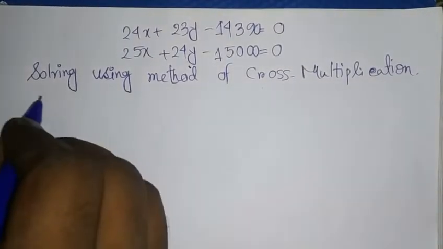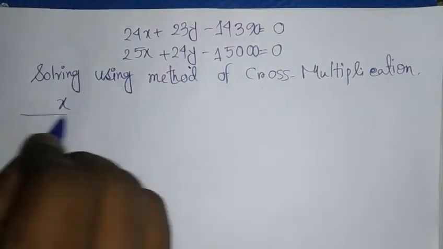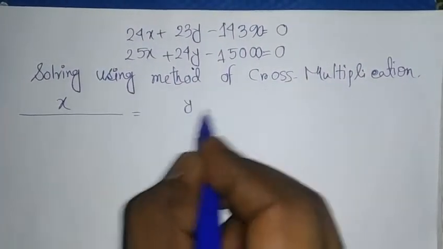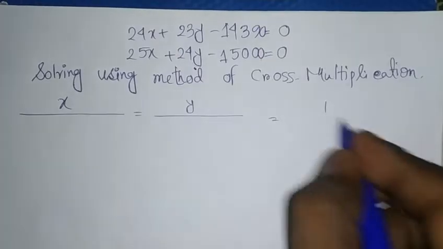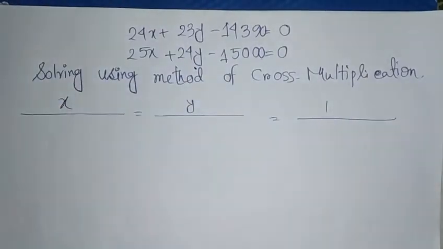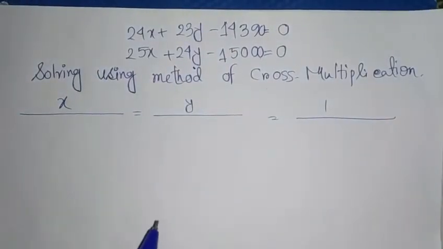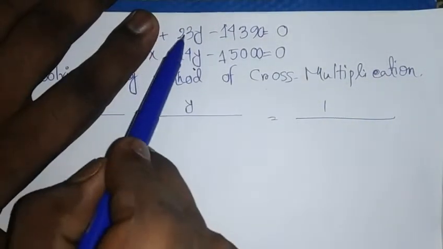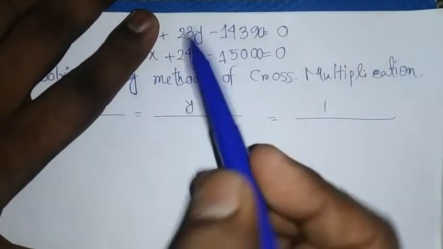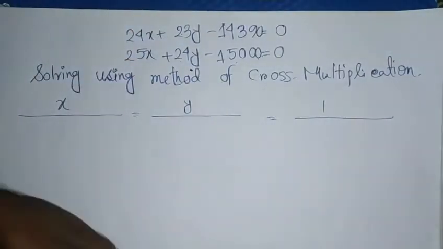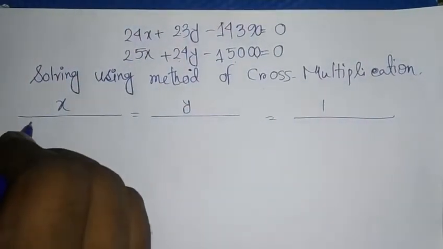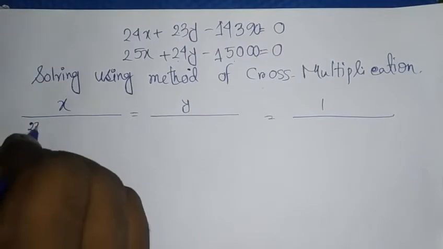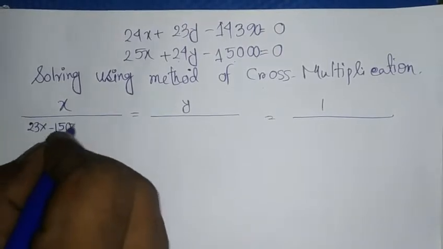In this method, what should we write? First, X by this equals Y by this equals 1 by this. This is the basic structure. Now for the X by part, we should cover the X and multiply this 23 into this minus 24 into this. So we should write like this, 23 into minus 15000.